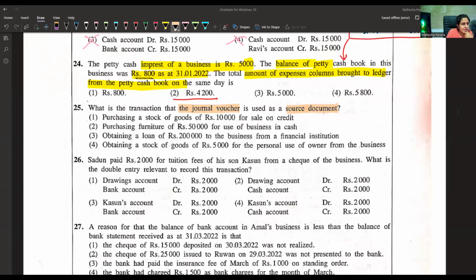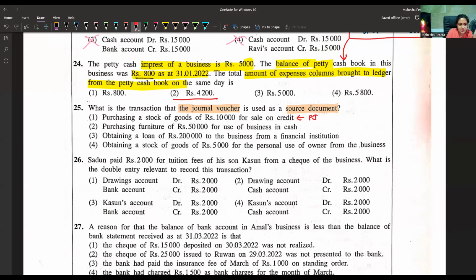Let's see. Purchasing goods for sale. Purchasing goods for sale, which book records this? This is definitely recorded in the purchases journal. Why? It's a credit purchase. Write the book too, because that is what is checked, not just the right answer.